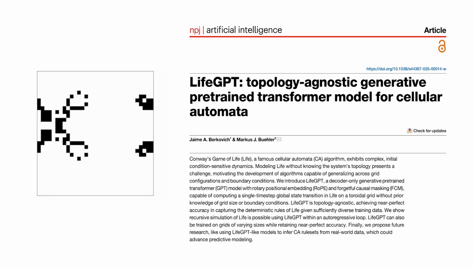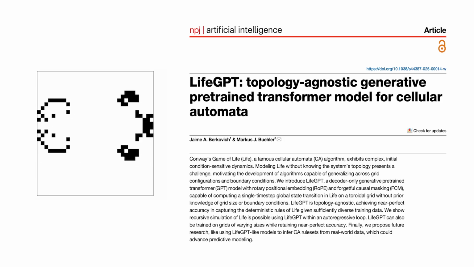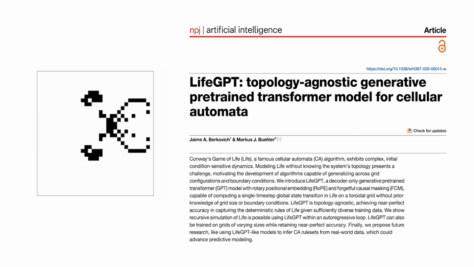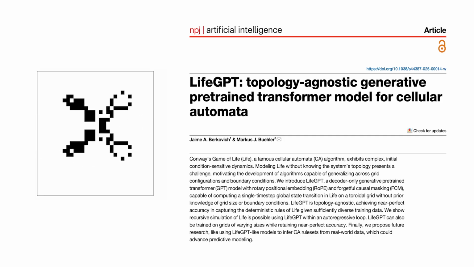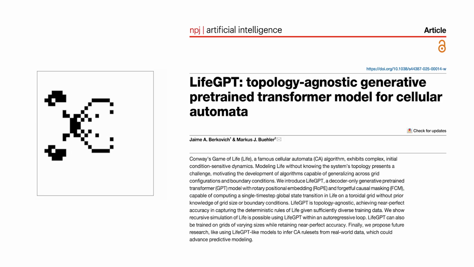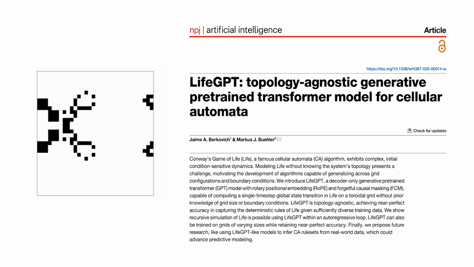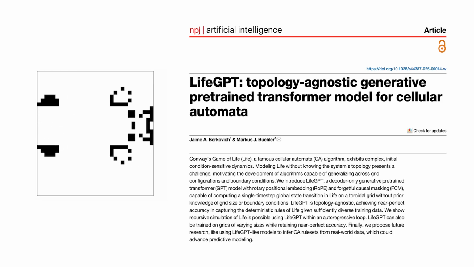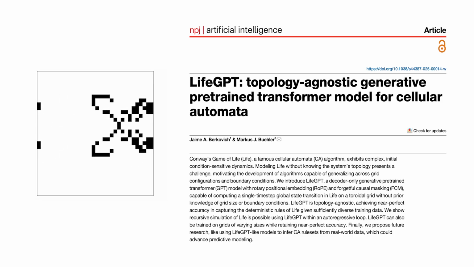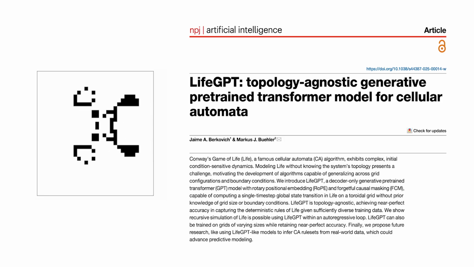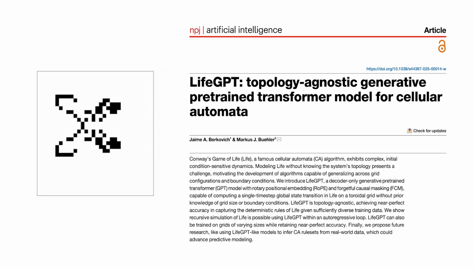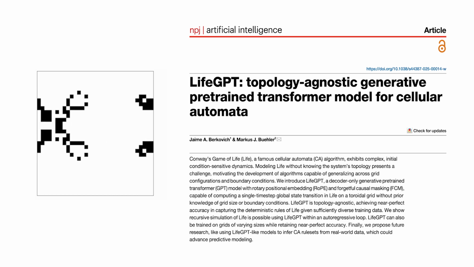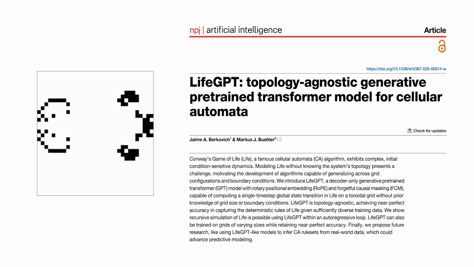It's a decoder-only transformer with 2 important ingredients: rotary positional embeddings, often shortened to RoPE, and forgetful causal masking, or FCM. The key claim is that LifeGPT is topology-agnostic. That means the model isn't told the size or shape of the grid, or even the boundary rule that says what happens at the edges. Instead, it learns from examples, and it ended up being able to compute the next global state with near-perfect accuracy, even when the board wraps around like a donut. That's a toroidal grid. We're going to unpack that gradually.